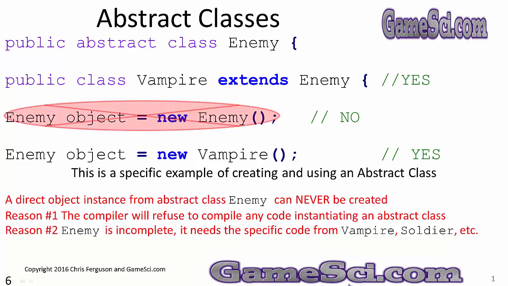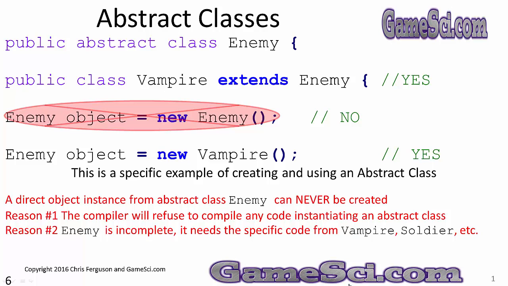Now that Enemy is an abstract class, what don't we do with it? A direct object instance from abstract class Enemy can never be created. Do not do this. This is an example of what not to do. Reason number 1: the compiler will refuse to compile any code instantiating an abstract class. This line of code would light up in red and refuse to compile if you tried to create an object out of class Enemy.